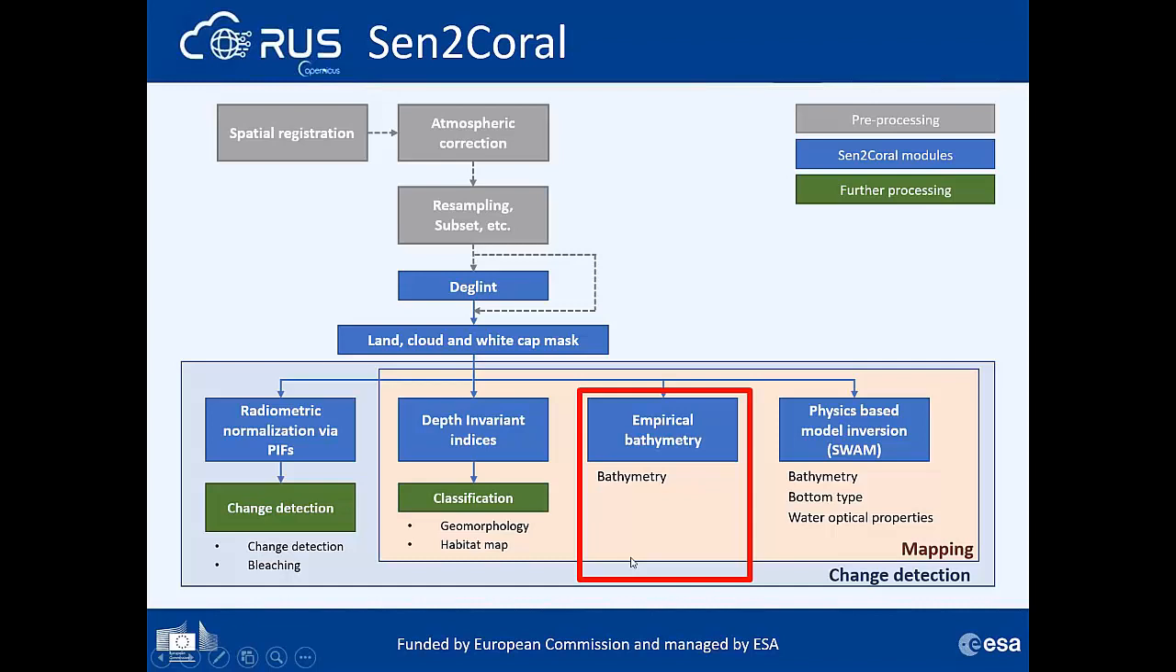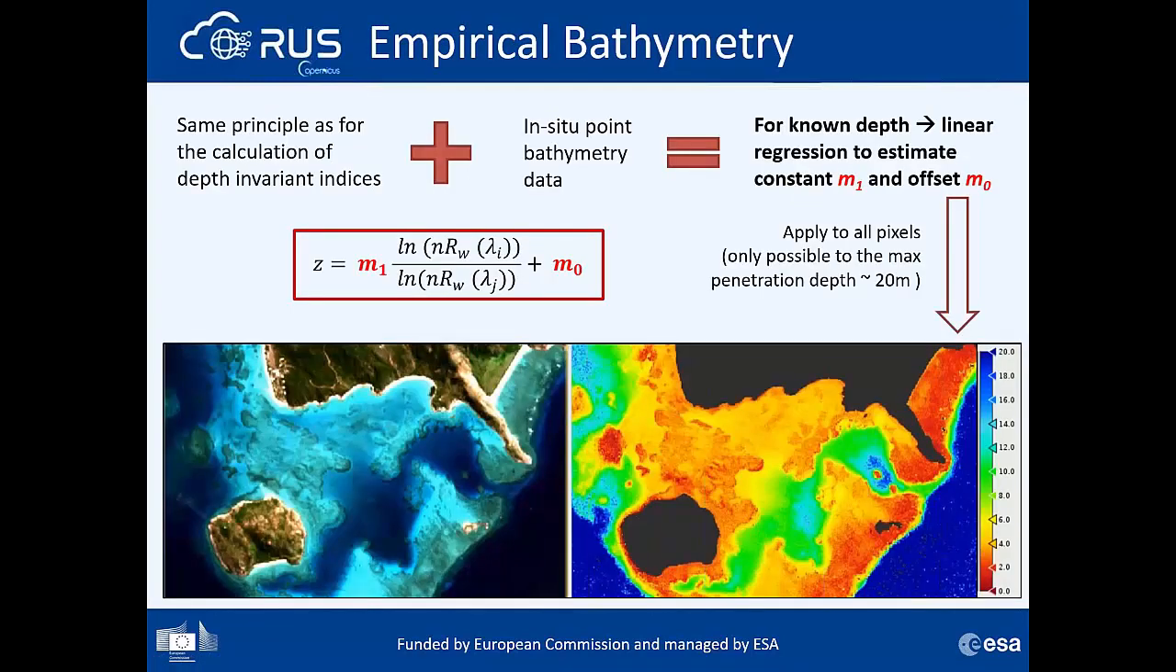And the empirical bathymetry actually relies on exactly the same principle that I described for the depth invariant indices. However, in this case we do not need polygons that show us the same bottom type, but we do need in-situ point bathymetry data in order to perform a linear regression to estimate these constants. So the first constant is M1, and then we have an offset.